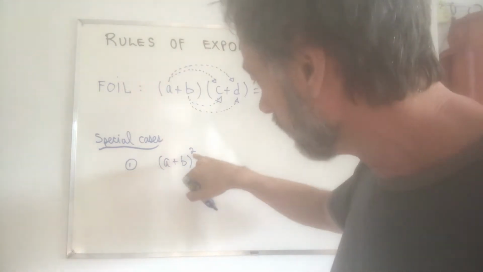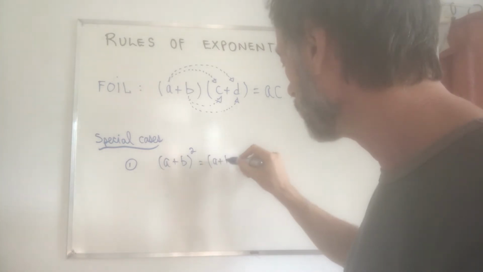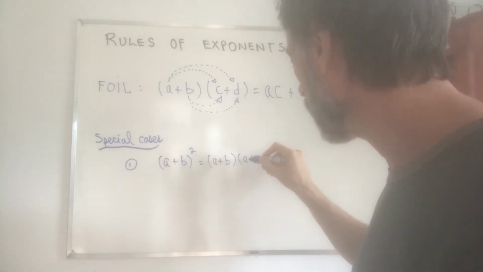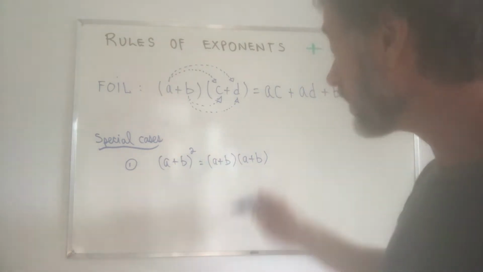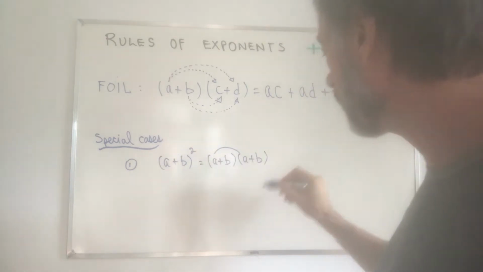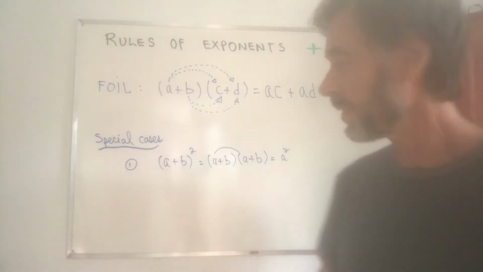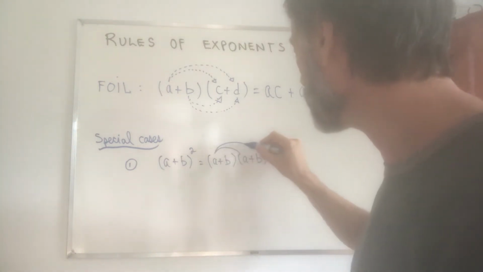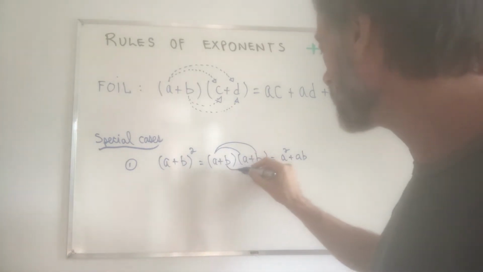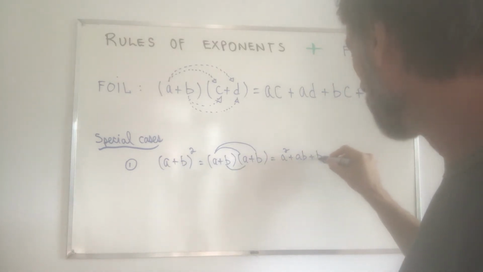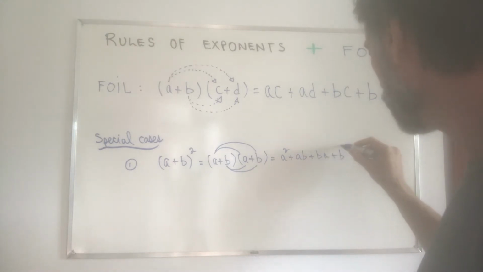Well, you simply have to remember that the square to the bracket means, just like it does for numbers, times itself. So A plus B squared is just A plus B times A plus B. And then what do I do with this? I FOIL. So that is A times A, which of course is A squared, right? A to the 1 plus 1. And this is A times B, which is AB. And then this is B times A, which is BA. And then this is B times B, which is B squared.